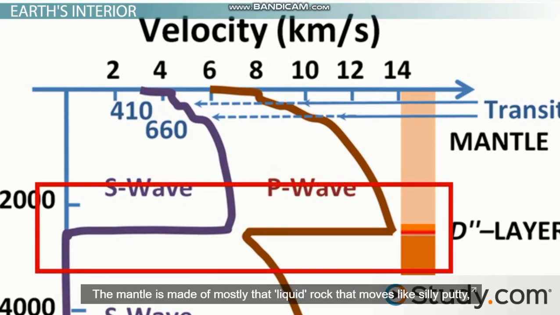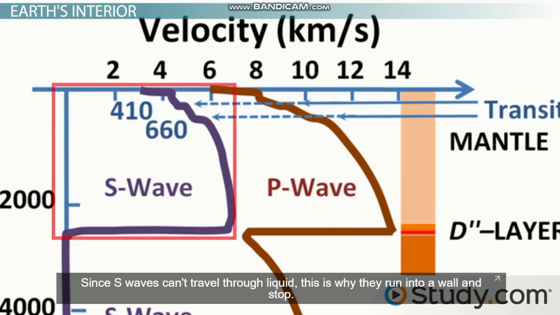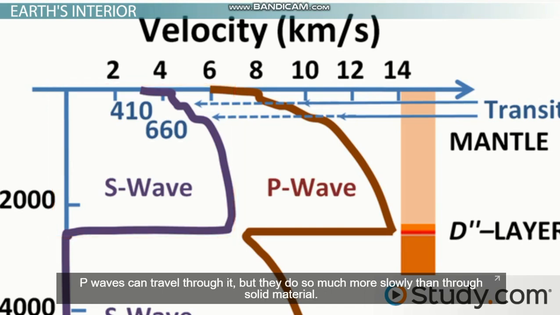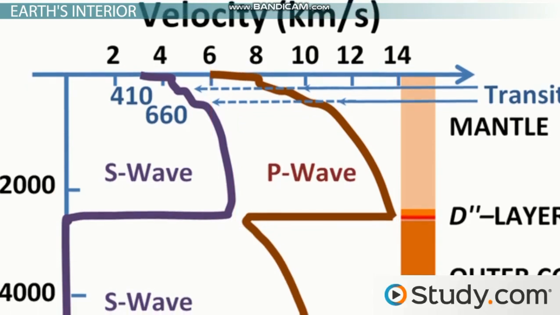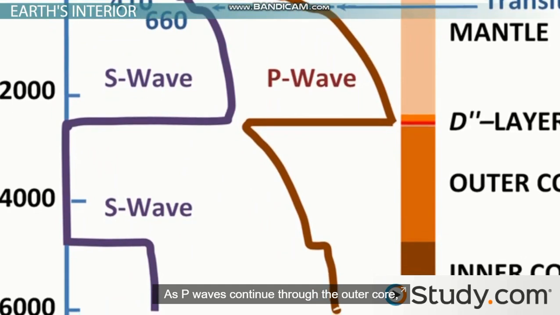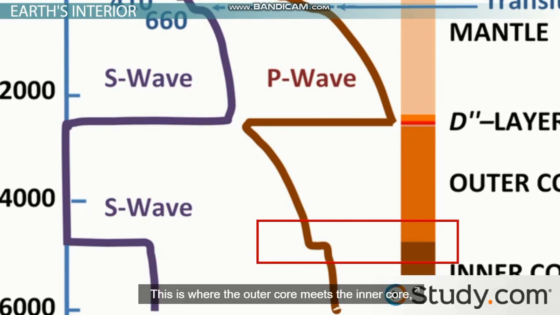The mantle is made of mostly that liquid rock that moves like silly putty, but the outer core is an area of mostly liquid iron, which is much denser than the rock in the mantle. Since S waves can't travel through liquid, this is why they run into a wall and stop. P waves can travel through it, but they do so much more slowly than through solid material. As P waves continue through the outer core, they suddenly bend again and pick up speed at a little over 3,000 miles into Earth's interior. This is where the outer core meets the inner core, and we know that it's solid because the P waves pick up speed yet again.